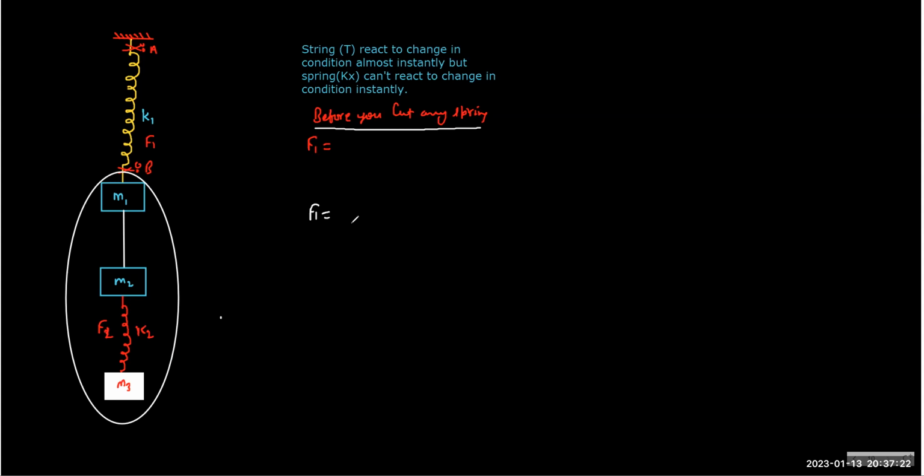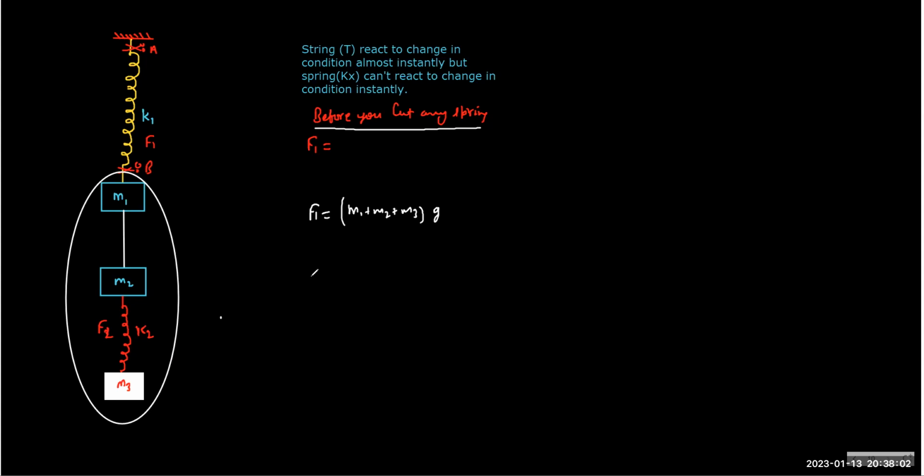Everything below is actually supported by the top spring. Do you realize, yes or no? Are you guys realizing what I'm saying? Siddhant, are you realizing what I'm saying? Yes. So the top spring is holding how much weight? M1 plus M2 plus M3. The entire weight. What's the problem? Why are you not able to realize this?